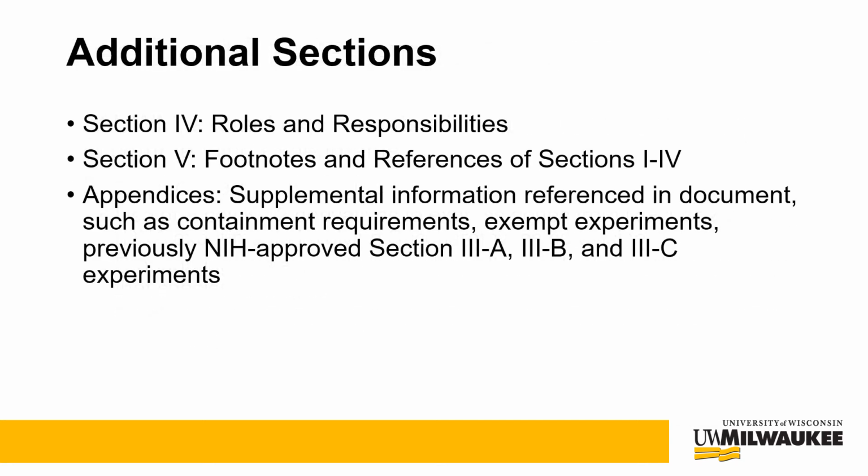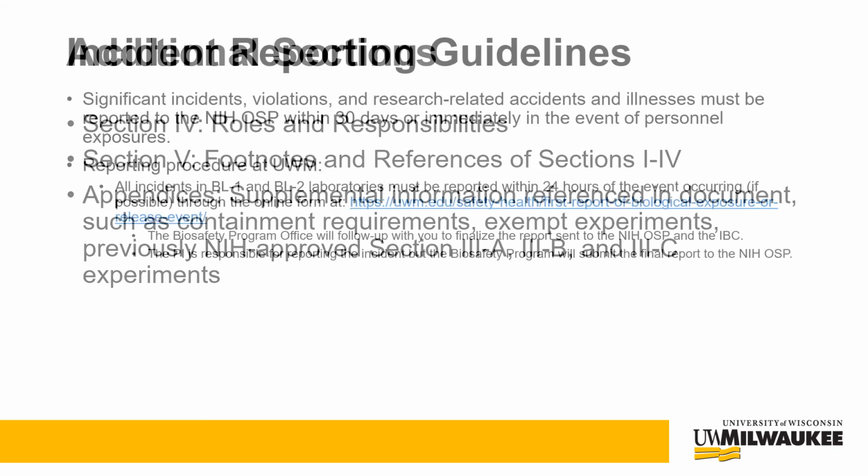There are additional sections to the NIH guidelines. These include Section 4 that outlines all of the detailed roles and responsibilities of personnel involved in NIH guidelines research. Section 5 provides footnotes and references from sections 1 through 4, and the appendices provide supplemental information referenced in the document, such as containment requirements, exempt experiments, previously NIH-approved Section 3A, 3B, and 3C experiments.